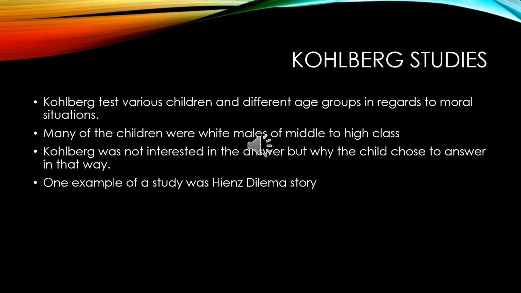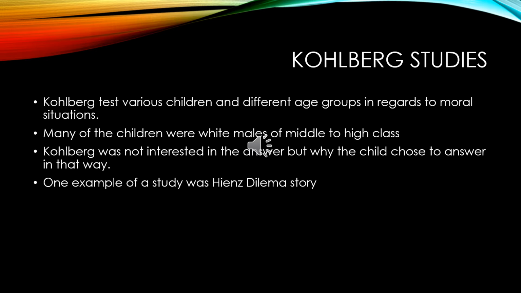Heinz's wife was dying from a particular type of cancer. Doctors said a new drug might save her. The drug had been discovered by a local chemist, and Heinz tried desperately to buy some. But the chemist was charging 10 times the money it cost to make the drug, and this was much more than Heinz could afford. Heinz could only raise half the money, even after help from family and friends. He explained to the chemist that his wife was dying and asked if he could have the drug cheaper or pay the rest of the money later. The chemist refused, saying that he had discovered the drug and was going to make money from it.